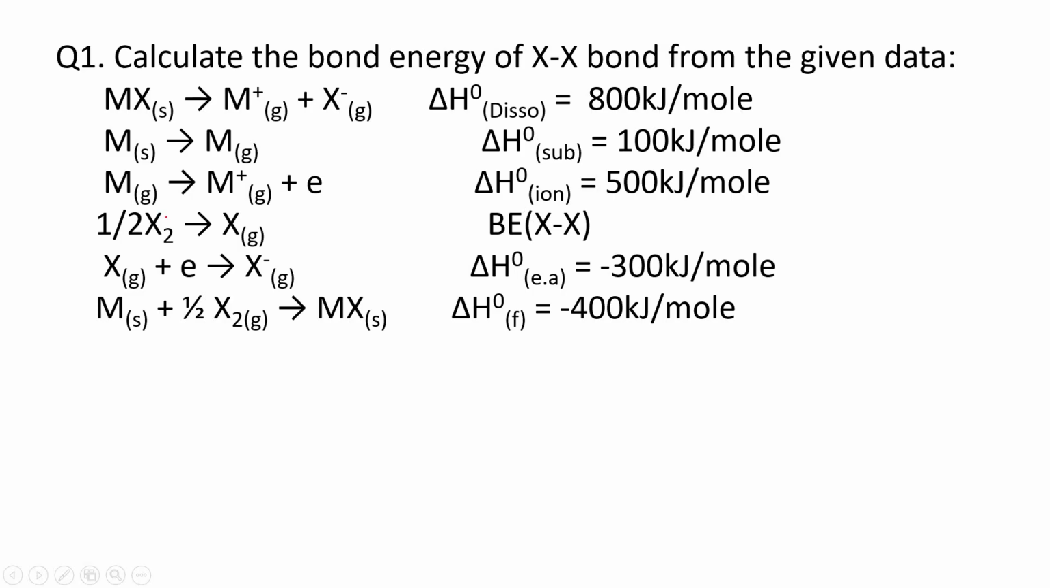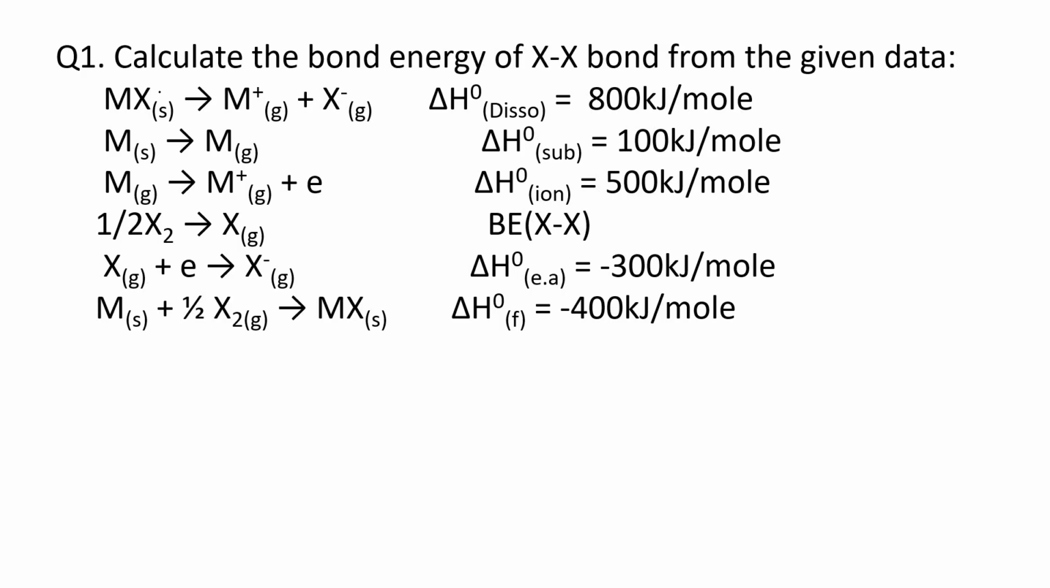Now, last video I have given this problem for you so that you can solve it, and I told you I'll give you the solution in the next video. So now I'm going to solve this problem. What is the problem? Calculate the bond energy of this XX bond, that is halogen bond, from the given data.